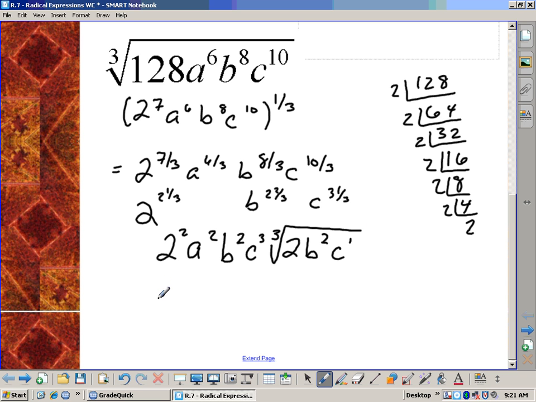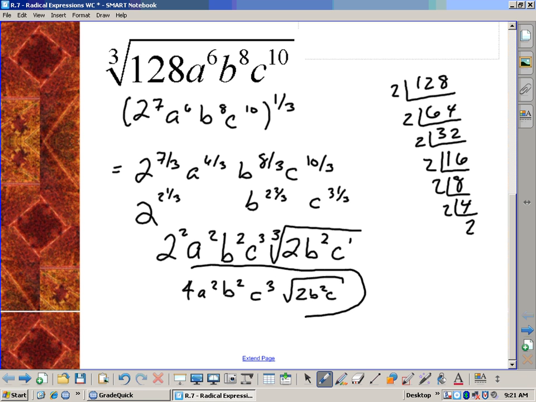So to simplify all of that out, then I would come up with 4a squared, b squared, c to the 3rd, and then the cube root of 2b squared c. And that would be your final answer, and it's quote-unquote simplified. Now, I know it looks a little bit more complicated than the original problem, but again, it's a standardized way of doing things.